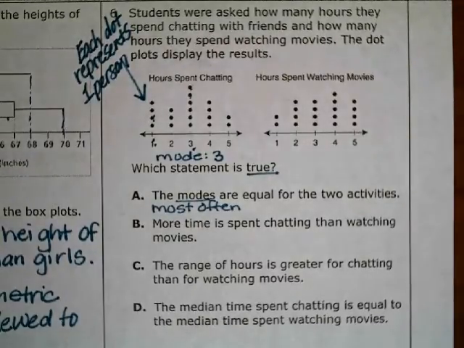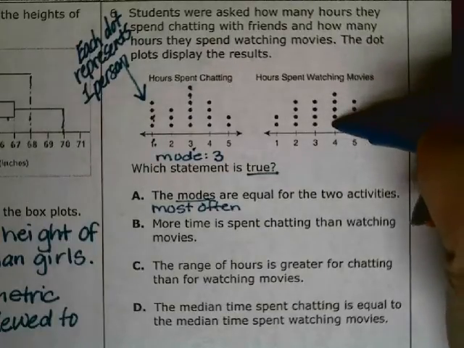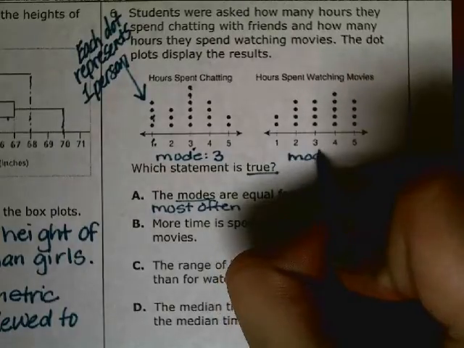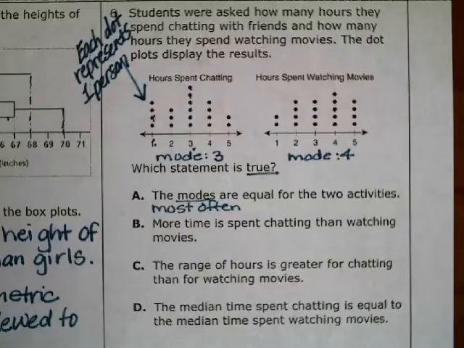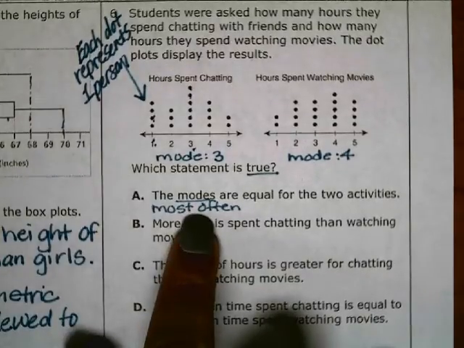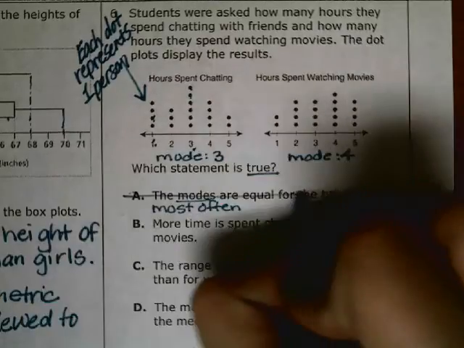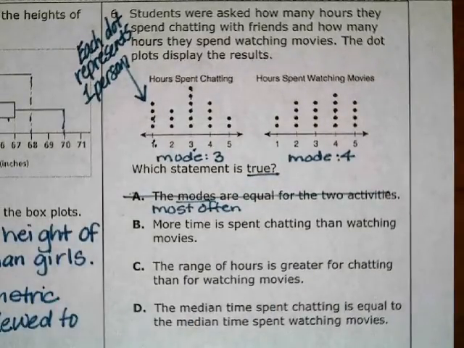The mode for watching movies is 4. 1, 2, 3, 4, 5 people chose that they watch movies for 4 hours. So are their modes equal? True or false? False. So that is not an answer choice because we are looking for what is true. B, more time is spent chatting than watching movies.